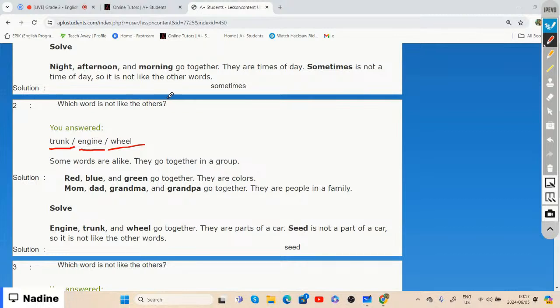Yeah, so we can say it is part of a vehicle. So it's part of a vehicle, or we say it's part of a car, because a car is a vehicle. So well done.